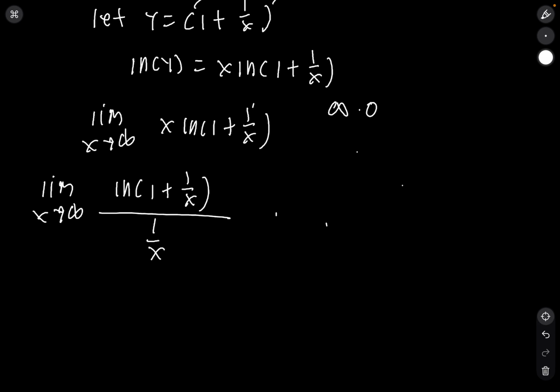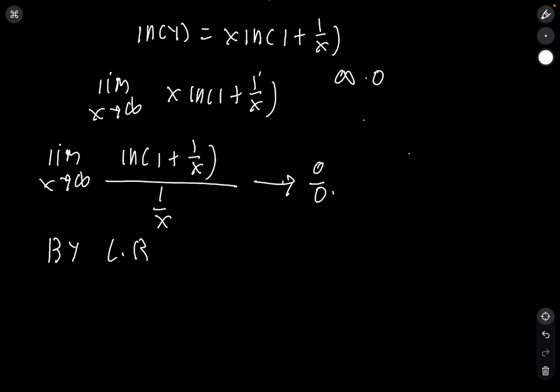Now from here, we get the indeterminate form of 0 over 0. And so by L'Hopital's rule, and the reason why we get 0 over 0 is because once you plug in everything, natural log of 1 plus 1 over x, plug in infinity, natural log of 1, which is equal to 0. Limit as x approaches infinity of 1 over x just turns into 0 again.